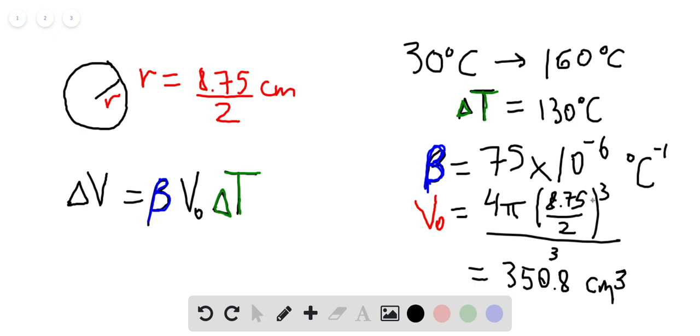And that's because, I forgot to write it here, but this is 8.75 centimeters, and that's the only unit here, so it gets cubed, and so we end up with a volume which is in centimeters cubed. And it's important to keep track of those units throughout this problem, or any problem for that matter. So now we found our V0, and we have all we need to complete this equation.